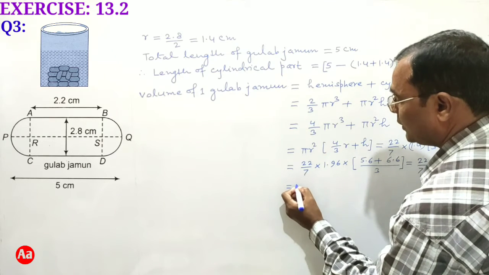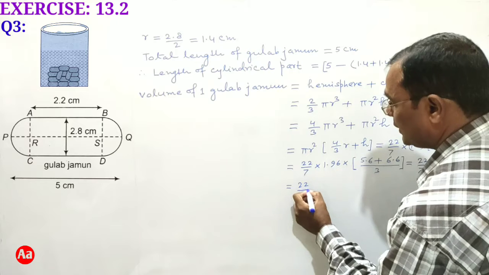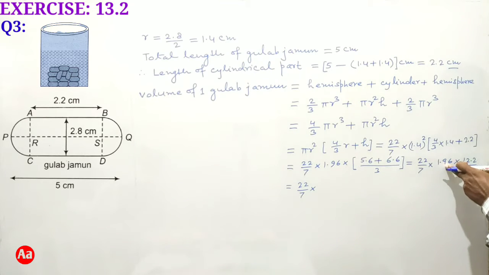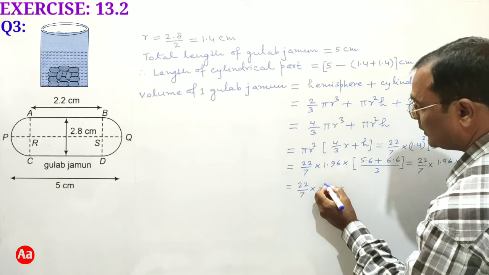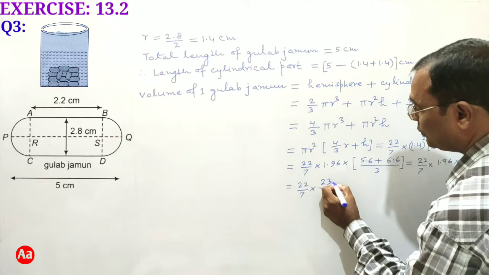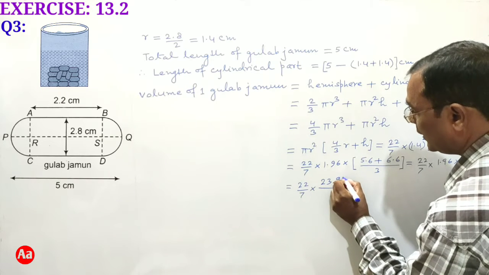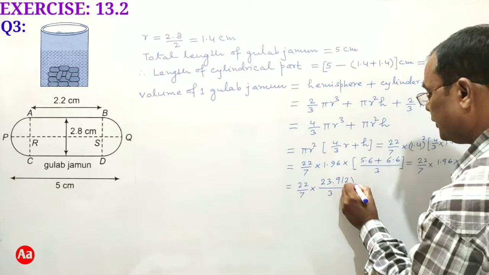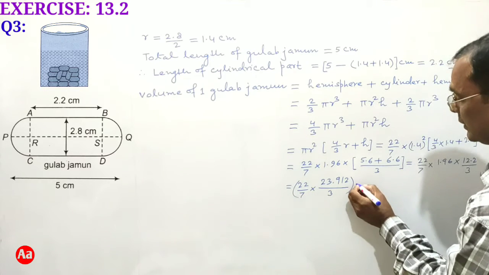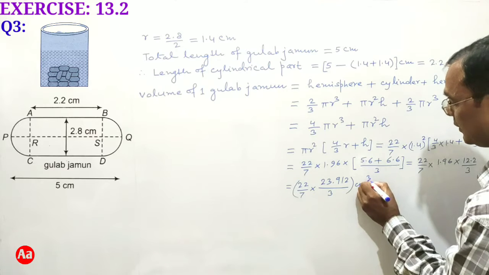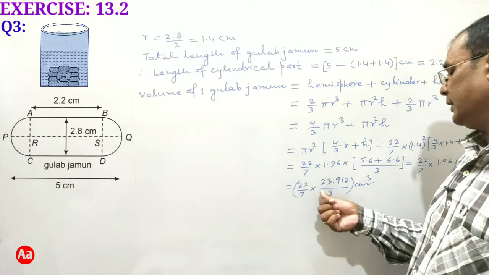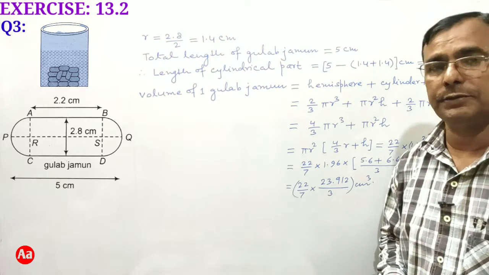This is equal to 22 by 7 into 1.96 into 12.2, it is 23.912 divided by 3 centimeter cube. Let us not simplify, I mean multiply and again divide and get the answer in decimal form.